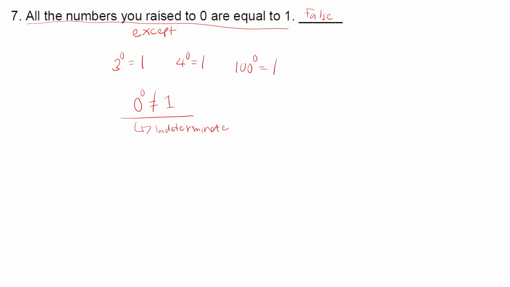However, this one is not yet our concern for the meantime. Again, this one is false because it should put except 0. Okay? Not all numbers raised to 0 is equal to 1 because there is an exemption and that is 0.